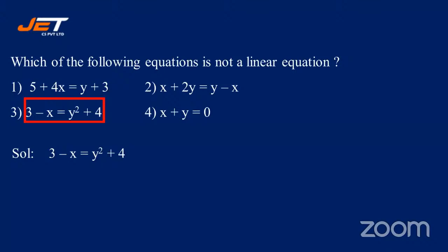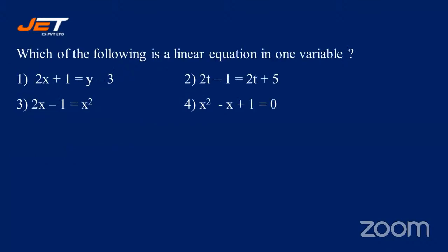All right. So here, we have a square here, y square. That's why this is not a linear equation. All right, with this understanding, let's move on to the next question. Which of the following is a linear equation in one variable? All right, so this is one variable.